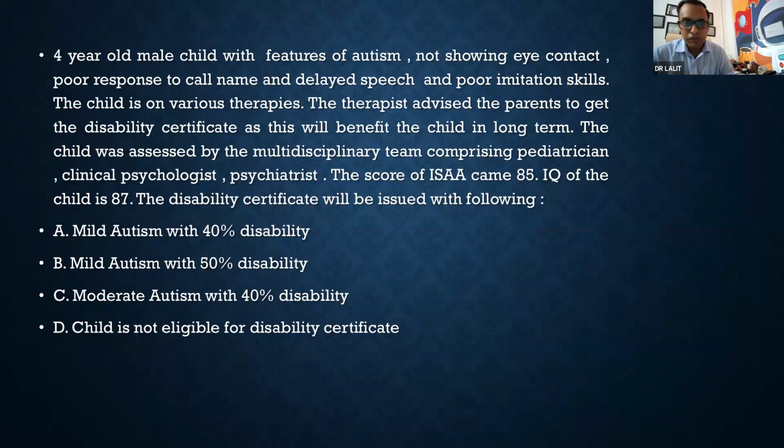The child is on various therapies. The therapists advise the parents to get the disability certificate, as this will benefit the child in the long term. So the child was assessed by a multidisciplinary team comprising a pediatrician, clinical psychologist and psychiatrist. The score of ISA, that is Indian Scale for Assessment of Autism, came out to be 85. The IQ of the child is 87. The disability certificate will be issued with the following remarks: mild autism with 40% disability, mild autism with 50% disability, moderate autism with 40% disability, or child is not eligible for disability certificate. So what are your thoughts on this question?